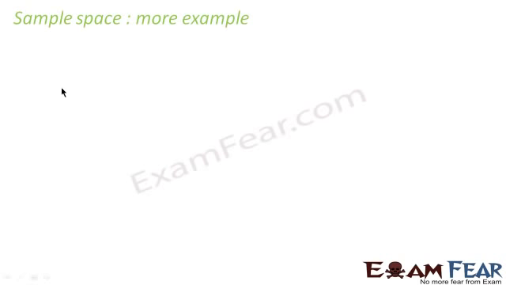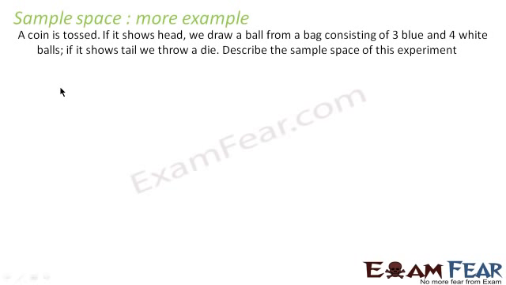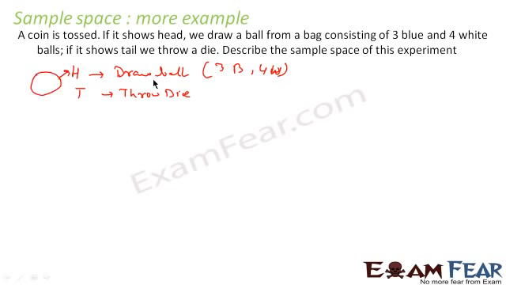Let's take one more example of sample space. We are taking more examples because the whole probability chapter depends on sample space. A coin is tossed. If it shows head, then we draw a ball from a bag which contains 3 blue and 4 white balls. If it shows tail, then we throw a die, and the die is 1 to 6. We are asked to find the sample space.